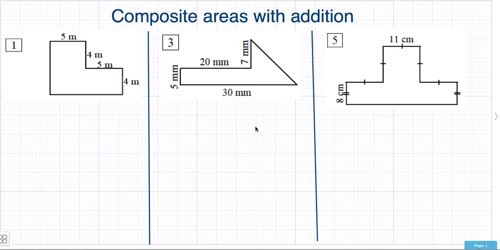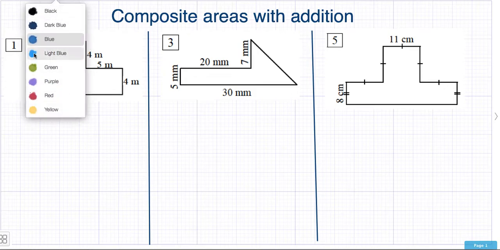So today we're going to look at areas for composite shapes. Now composite shapes are just shapes that have been made up from shapes that have been put together. So the shapes we've got here are basically made of rectangles or rectangles and triangles. So these are on your worksheets. I thought I'll go through some of these so you know how to do them.